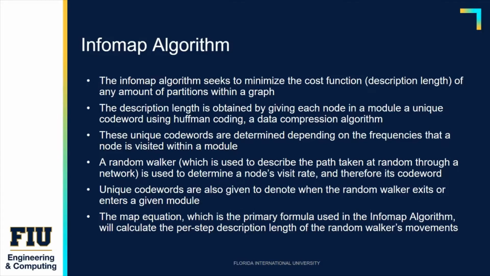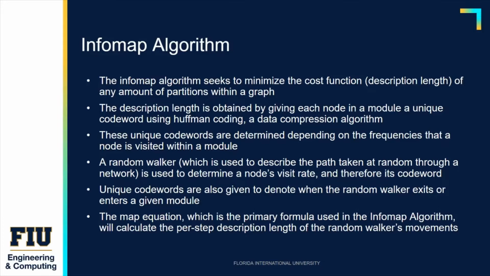Unique code words are not only given to the nodes within a module, they're also given when the random walker exits or enters a given module. So if a random walker leaves module 1 and enters module 2, you can expect to see the code word for the exit of module 1 and the code word for the entrance of module 2 being used. So you need to take that into account as well.